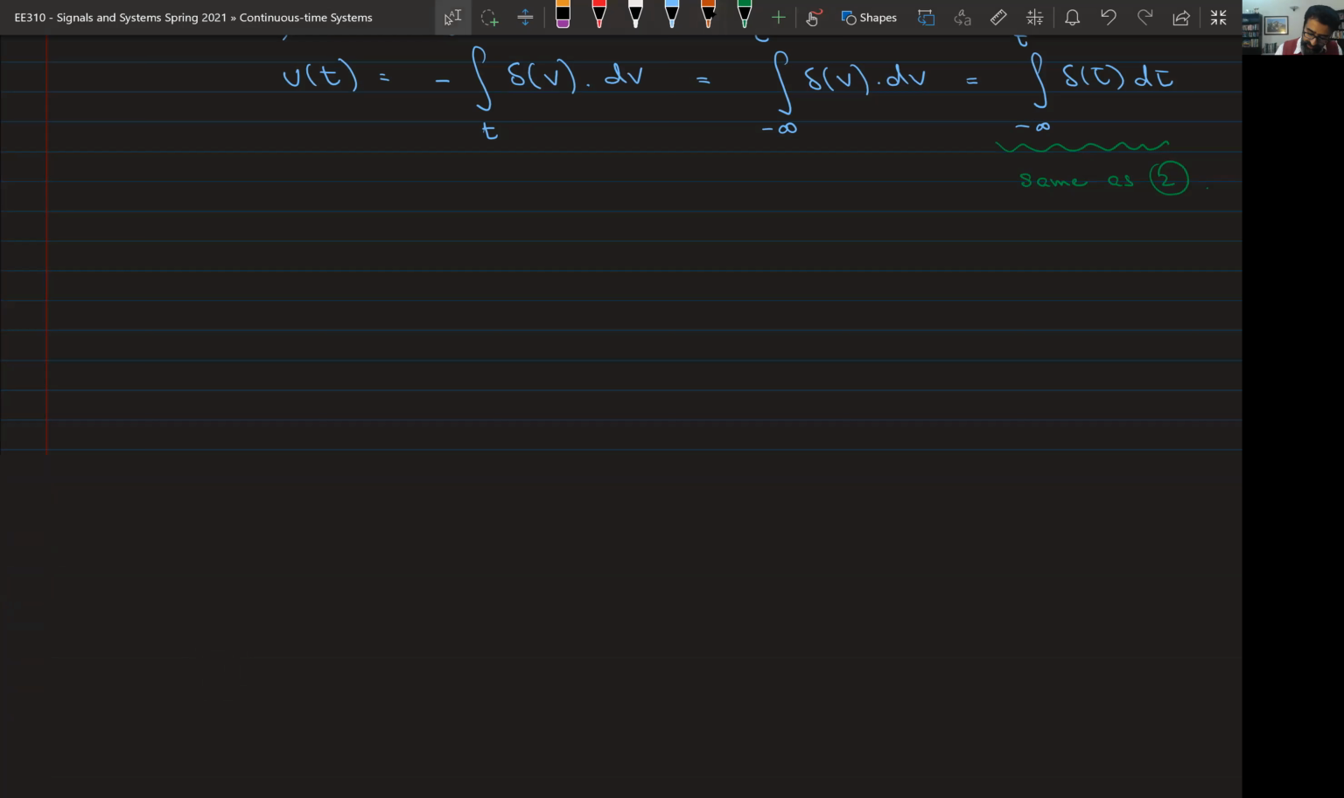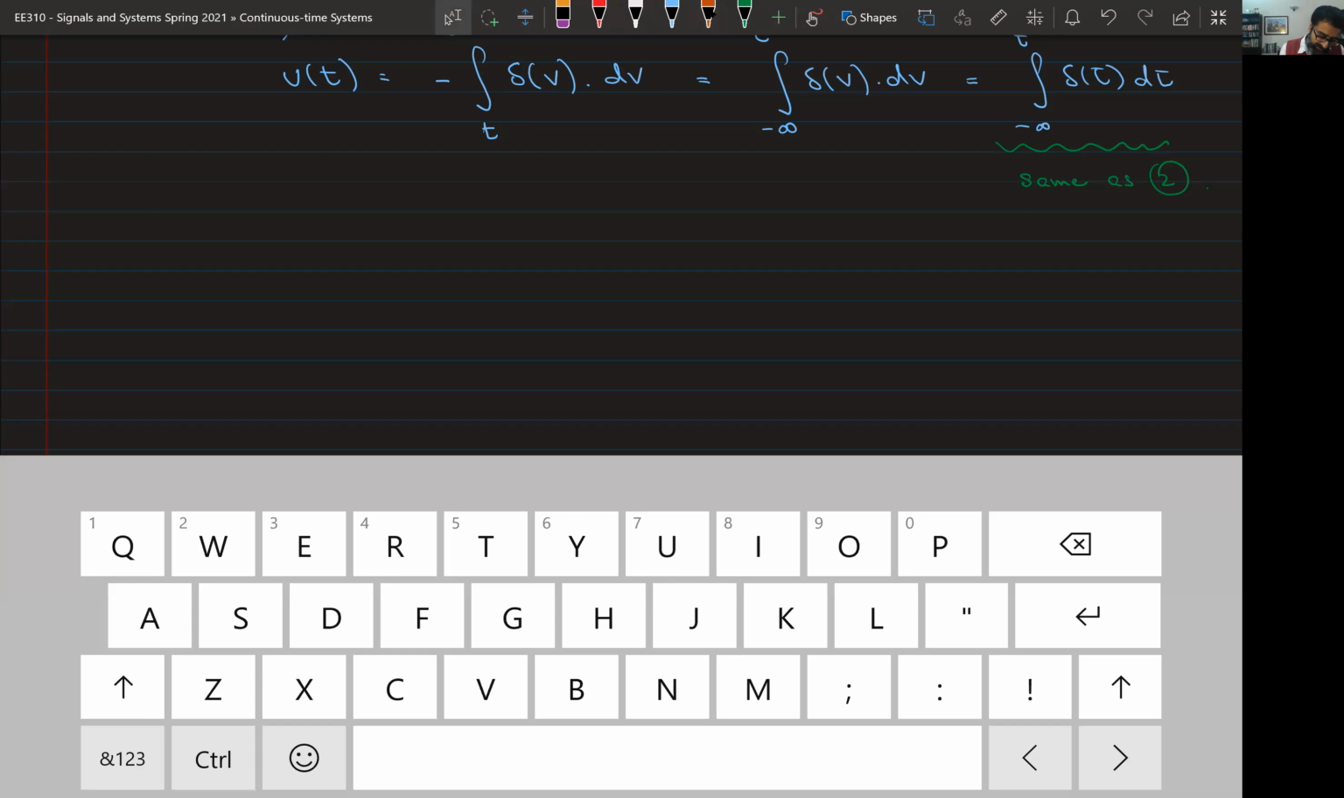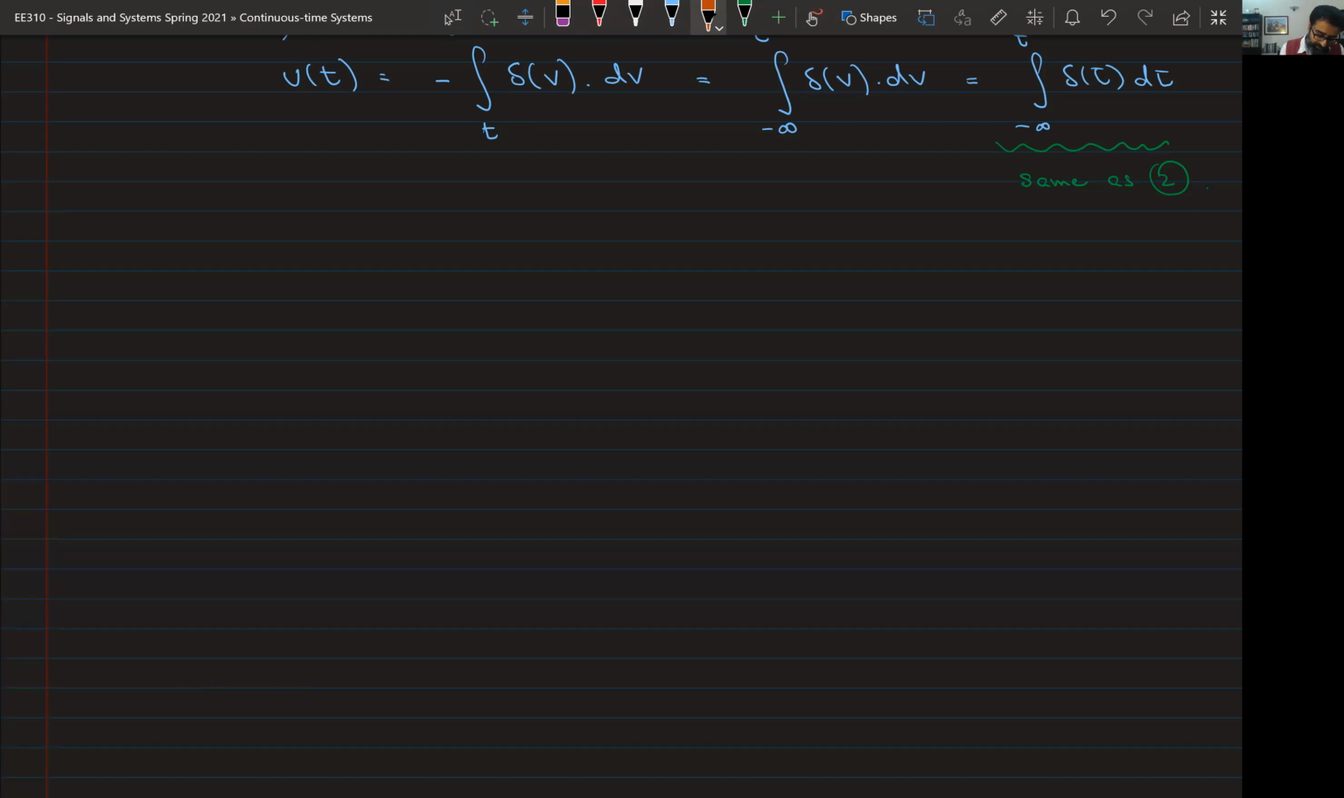So this new section or subsection is representation or characterization of continuous time LTI systems. So that's what we want to do next.